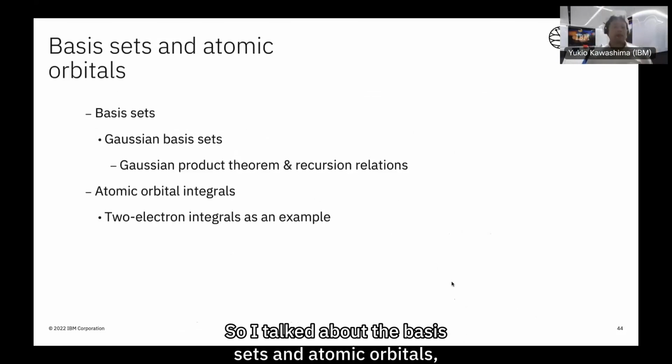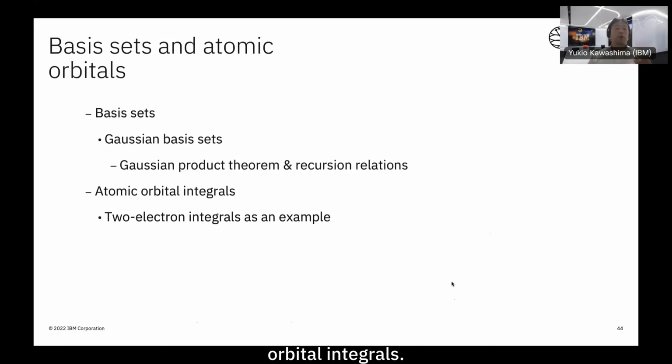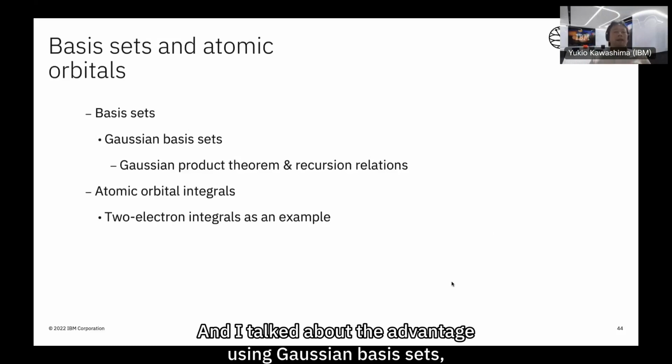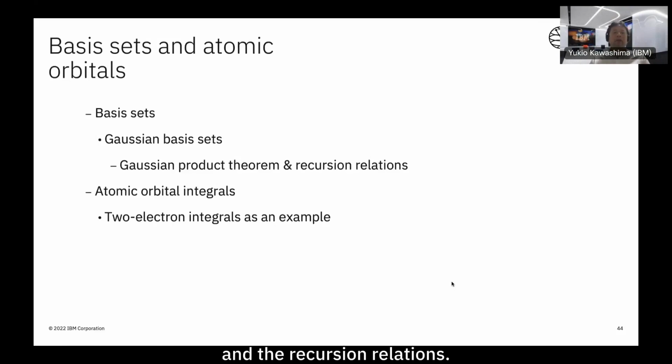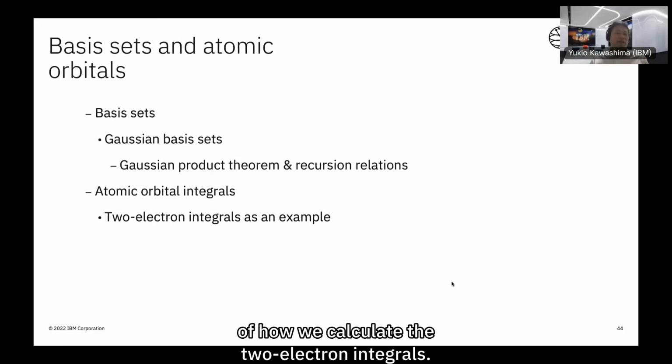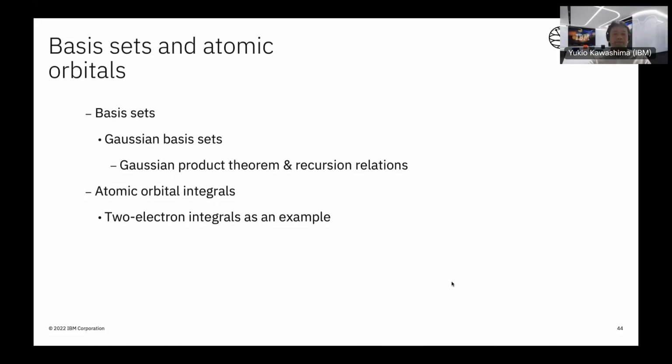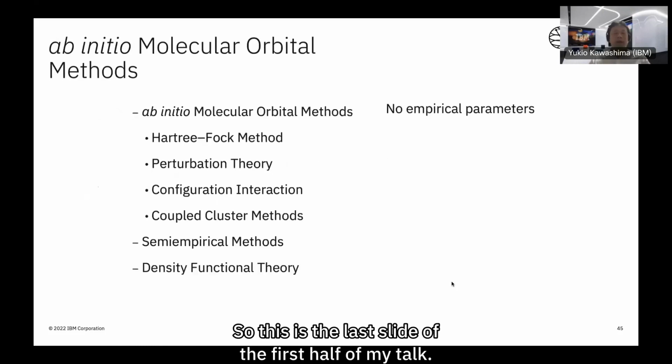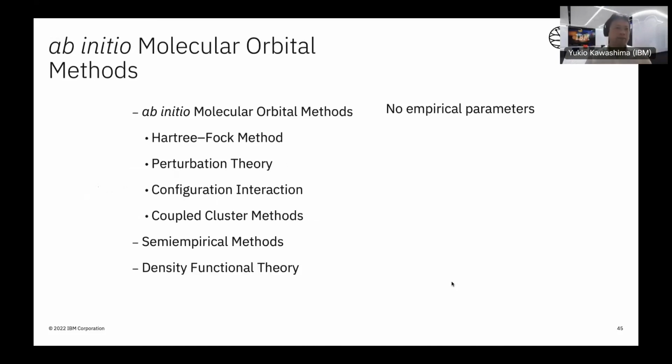So I talked about the basis sets and atomic orbital integrals. So first I mentioned about the basis sets and I focused on the Gaussian basis sets. And I talked about the advantage using Gaussian basis sets, the Gaussian product theorem, and the recursion relations. I also talked about atomic orbital integrals, and I just very briefly show an example of how we calculate the two electron integrals. So this is the last slide of the first half of my talk.